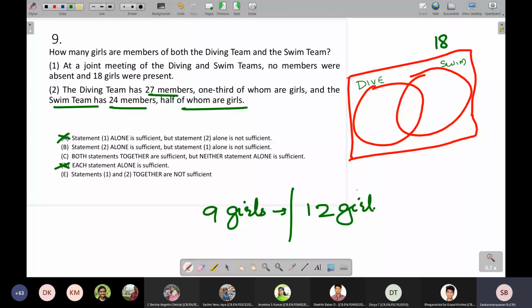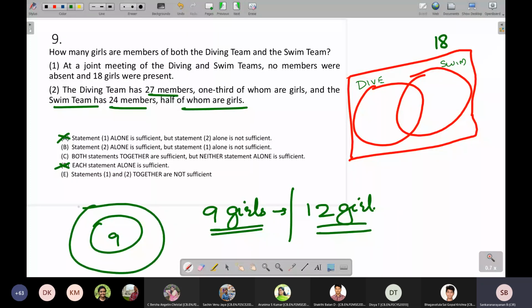But again, how many belong to diving and how many belong to swimming? That information is missing when you are considering statement 2 as well. Statement 2 gives you only 9 girls from the diving and 12 girls from the swimming. But what about the overlap? That we don't know. Did you get my point? It could be something like this: all 9 are divers and the remaining 3 are swimmers. So 9 plus 3, 12 girls belong to swimming. This could also be a possibility. But we don't know what the reality is here.